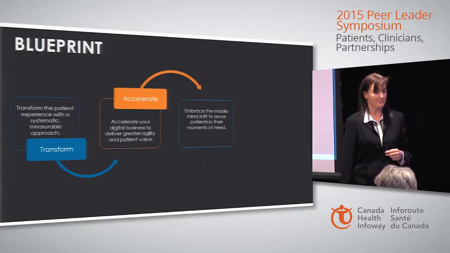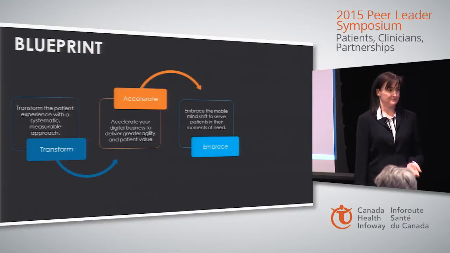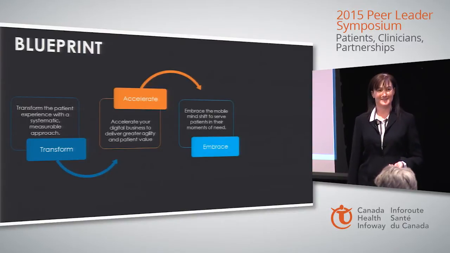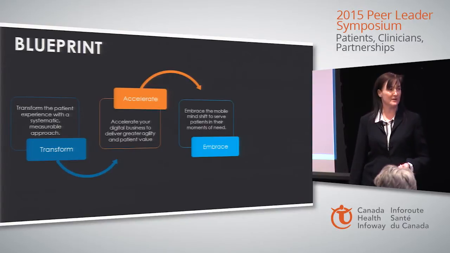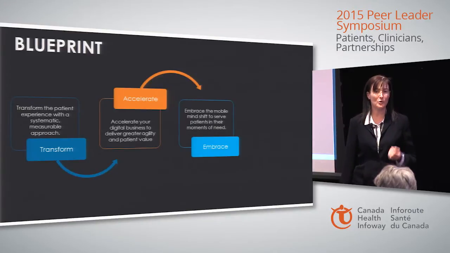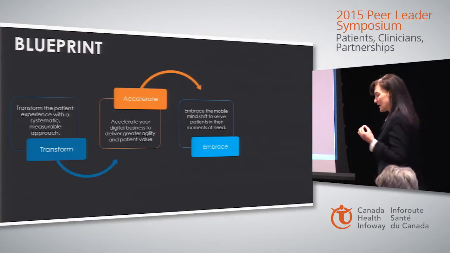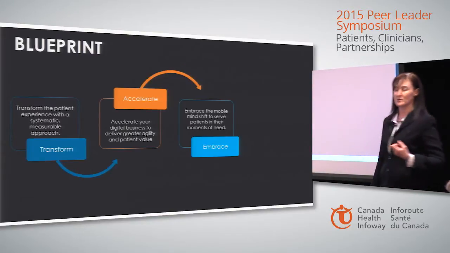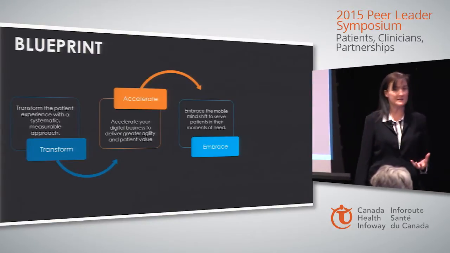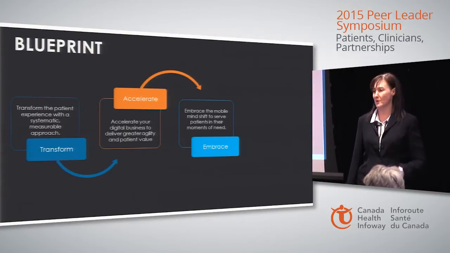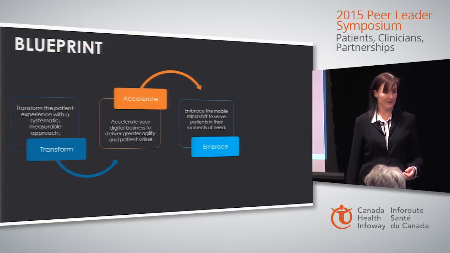Third phase, embrace. Embrace what? Embrace the mobile mind shift. Canada has one of the largest mobile smartphone penetration rates in the world. Okay? In the moment, when your patients need to get information or convey information, like in that immediate time, they're always on their phone. Okay. I'm going to give you examples of all of these.